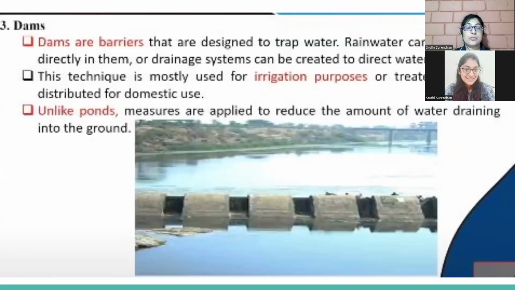Then dams are also a technique to collect rainwater. Water flows into these dams, and the water that falls on these dams is also collected. So this is also one method of rainwater harvesting.